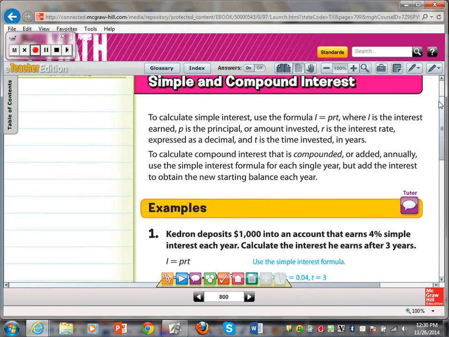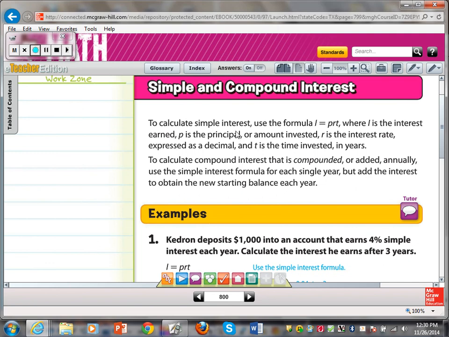All right, so now we get to the real nitty-gritty part here. To calculate simple interest, use the formula I equals PRT, where I, this guy right here, is the interest earned. P is the principal, the money that you start with, or amount invested. R is the interest rate, expressed as a decimal. So it's very important. R is the interest rate expressed as a decimal, and T is the time invested in years. Okay, so interest is equal to the principal times the rate in decimal form times the time in years.